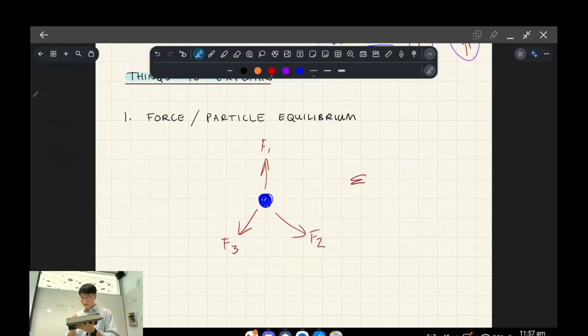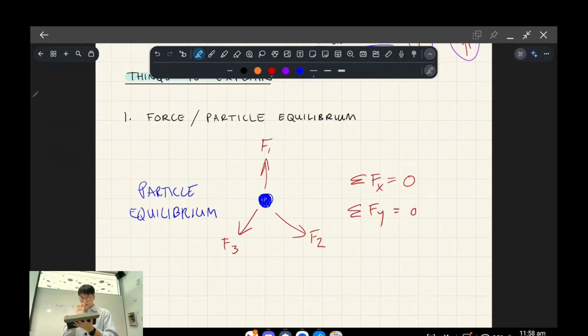We can say the sum of the forces is equal to 0 in the x direction, and the sum of the forces is equal to 0 in the y direction. And say we've got 2 out of the 3 of these forces. We can work out the third one just based on this concept of equilibrium, where all the forces are supposed to be balanced out, okay? That's something called particle equilibrium.